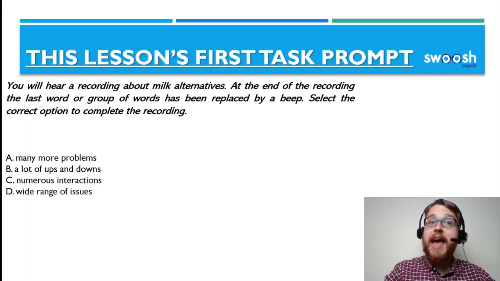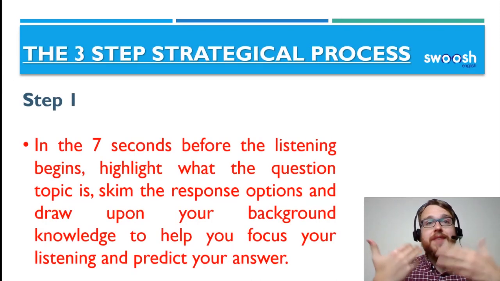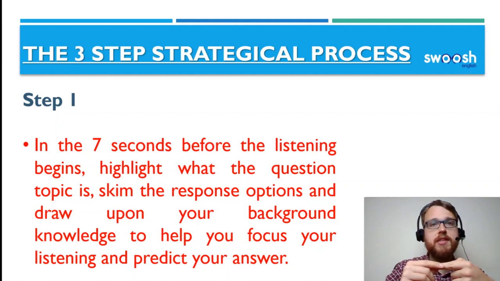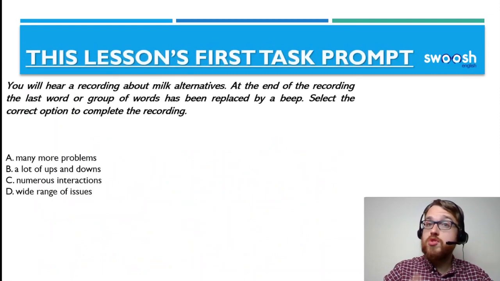So here you can see an example question for select missing word. You have your question heading and then you have your answer options. So pretty bare bones. Let's get into the analysis. So the first step, as we said, is that you have 7 seconds before the listening begins. In that time, you should highlight what the question topic is, skim the response options, and draw upon your background knowledge to help you focus your listening and predict your answer. Let's have a look at those steps in step 1 with our first prompt.